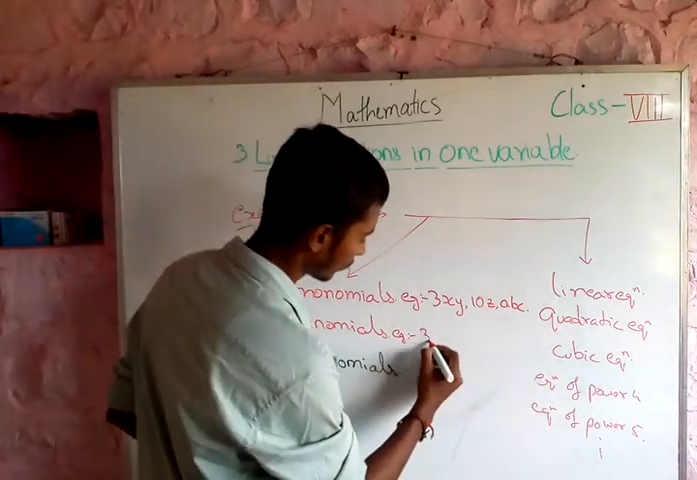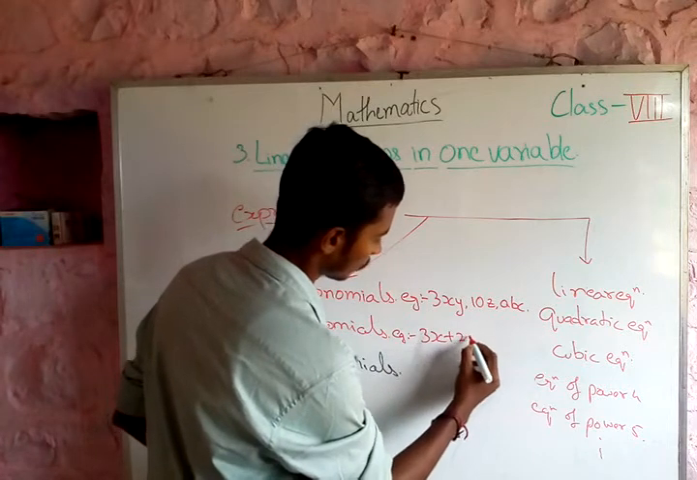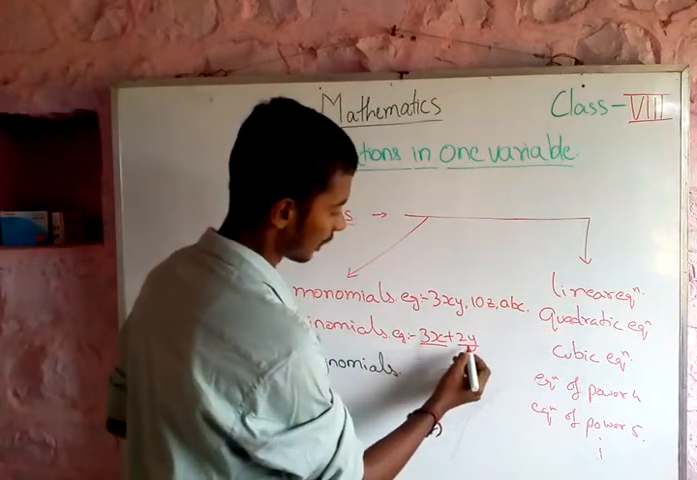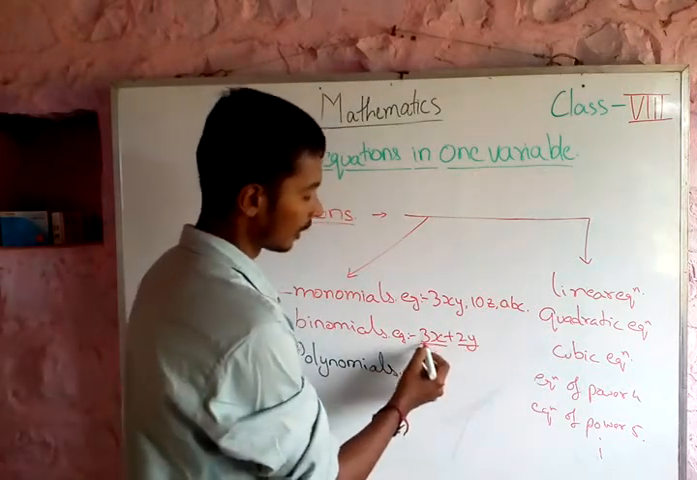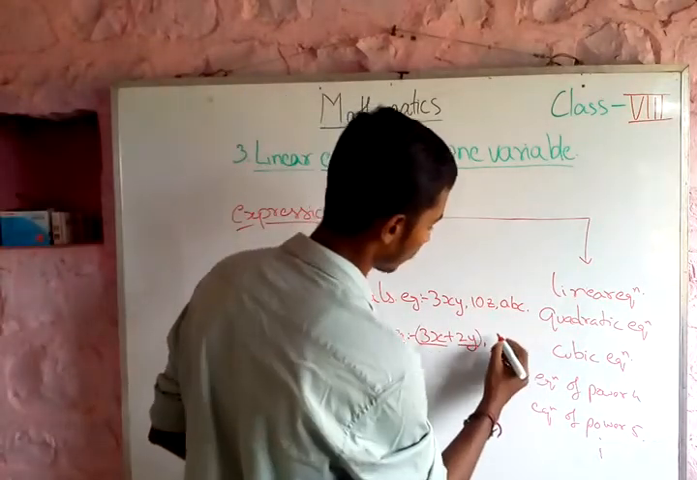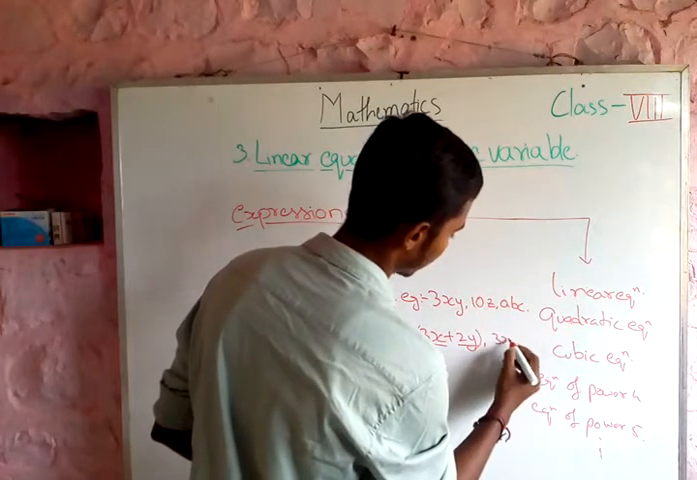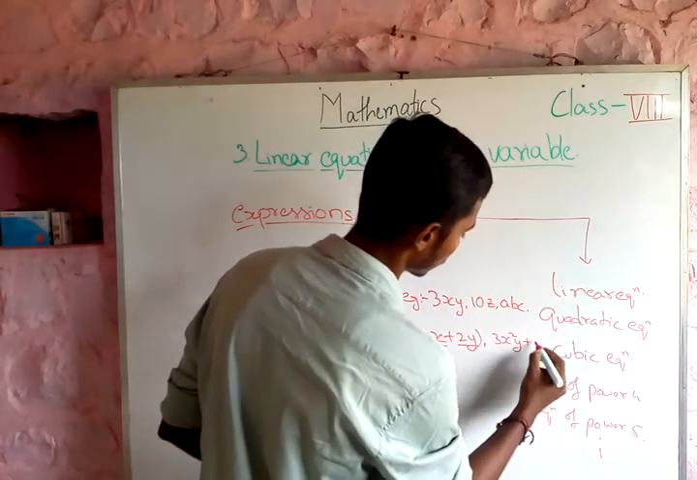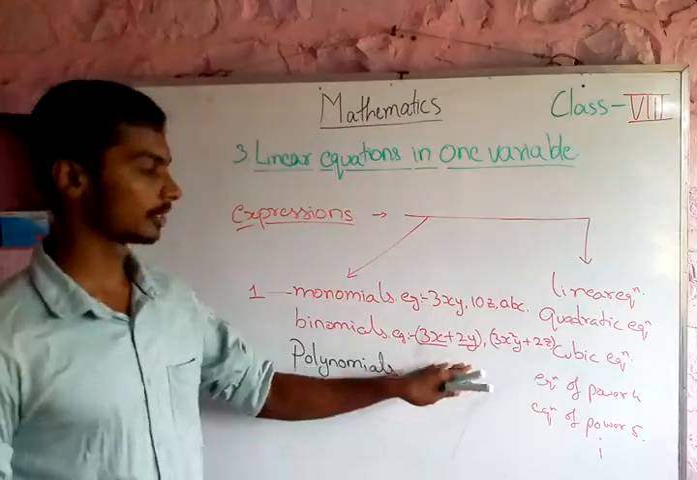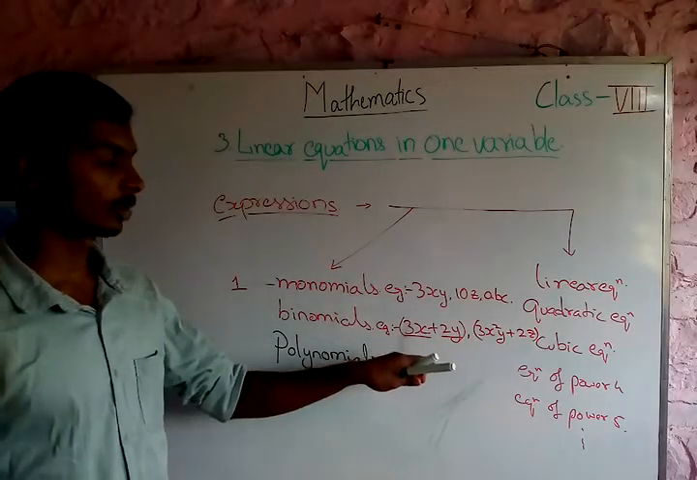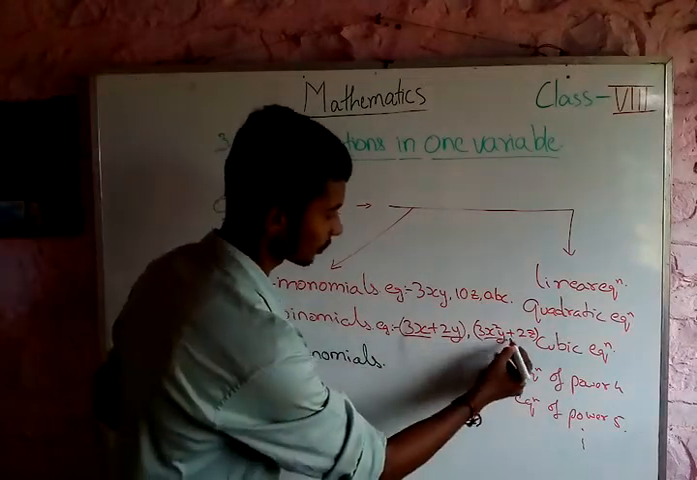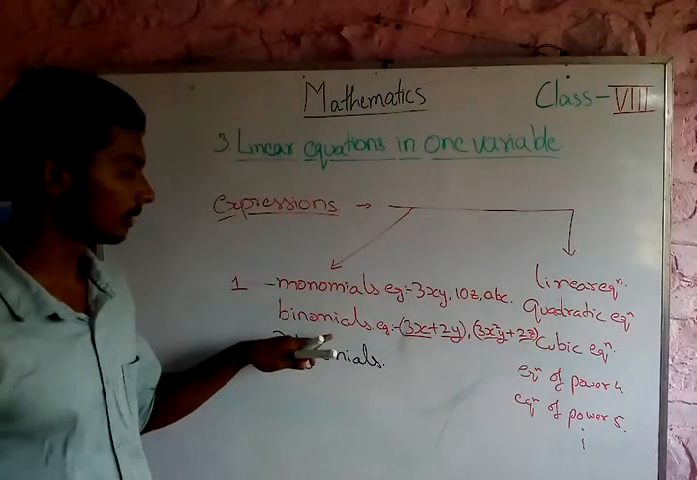And now binomials means they have two terms in the expression. For example, 3x plus 2y. Now see here, one term and the other term. This is one monomial and the other monomial. Okay, and when they are combined, it forms a binomial. Another example may be 3x square y plus 2z. So the examples of this kind, expressions with two terms, are called binomial expressions.